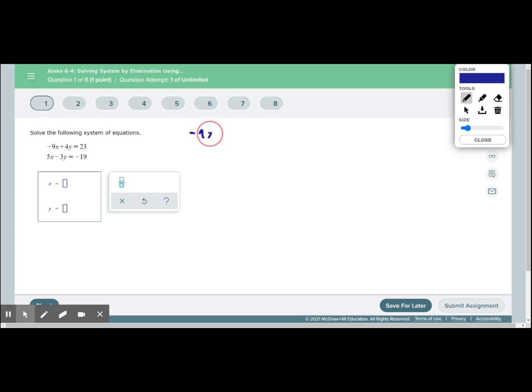We have negative 9x plus 4y equal to 23. And the second one is 5x minus 3y equal to negative 19. Now, what to do next depends on which variable you want to cancel out. Normally, we look at which variable has opposite signs. This is negative, positive, opposite signs for x, good. And also opposite signs for y. So it doesn't matter which one you choose, the steps are going to be the same.